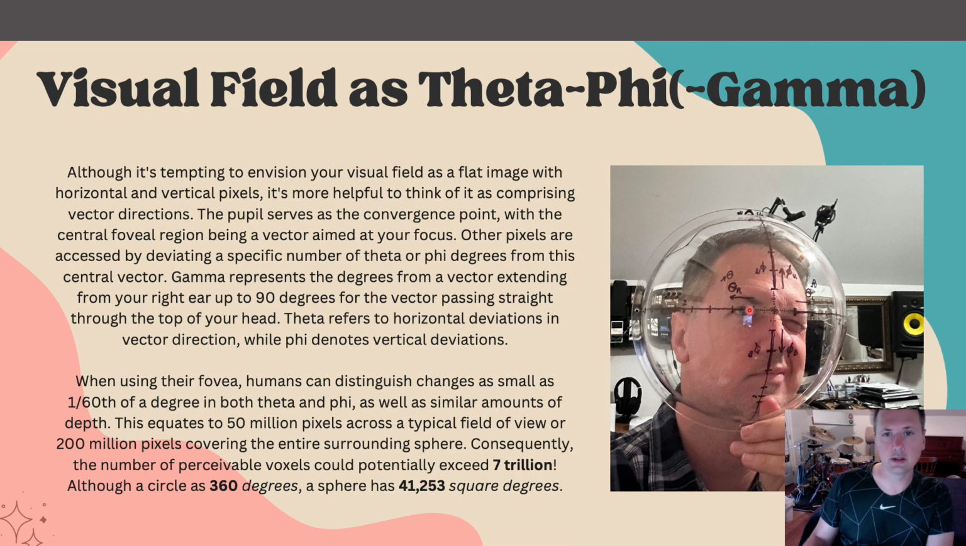So basically, I'm looking straight through this point in the middle, and things that are further this way are degrees of theta, so 1, 2, 3, 4, 5, 6, 7, 8, 9, 10, and then 20, 30, 40 degrees theta, all the way over to 90 at my ear, which I can just barely see that region. And then going vertically up, you have degrees of phi. And then if you were to start here at the ear and go up towards the top of the head, that would be gamma.